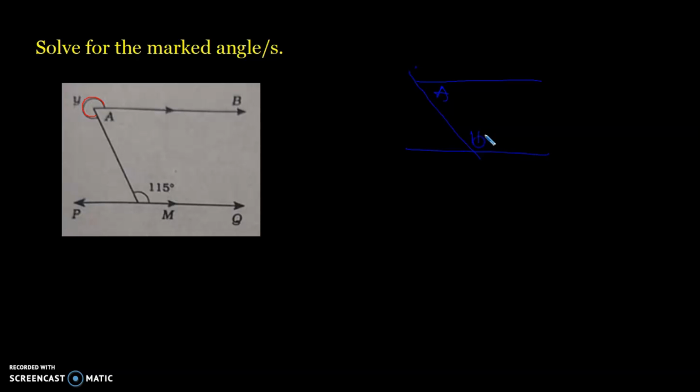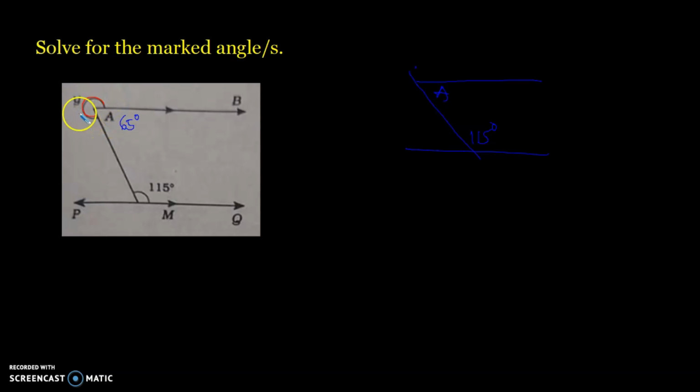A, 115. So, referring to this and also this figure, same side interior sila. At pag same side interior, supplementary. So, kailangan natin maka 180. 115 na yan. We still need 65 degrees more. Okay? So, 65 na yan. And we are solving for y.